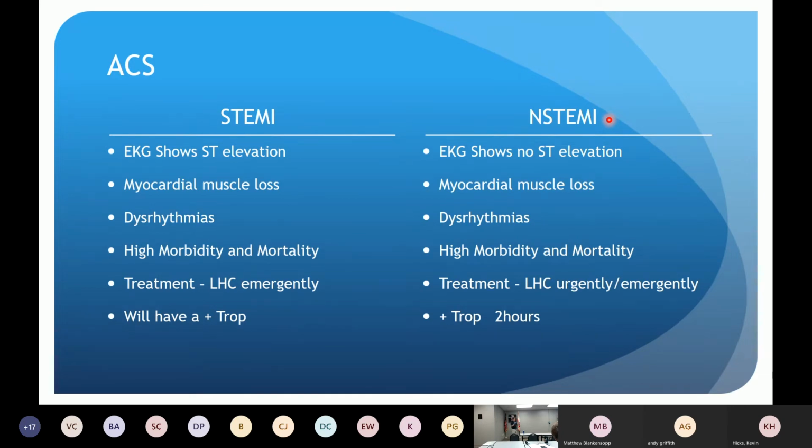NSTEMIs are diagnosed by the symptoms and by a blood test called a troponin, okay? So those are the two big differences. So you can see a lot more of these non-STEMI patients going to the cath lab in the future because outcomes are pretty bad there too.